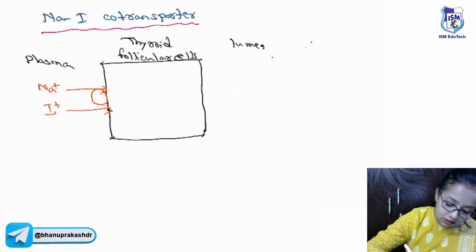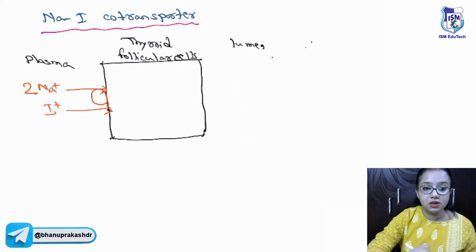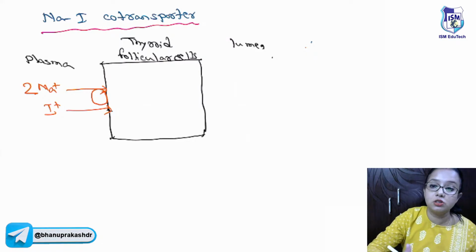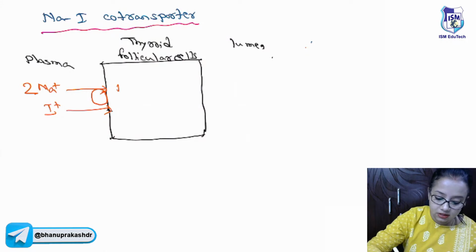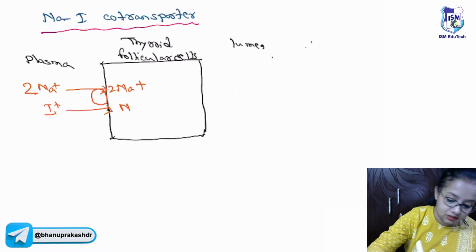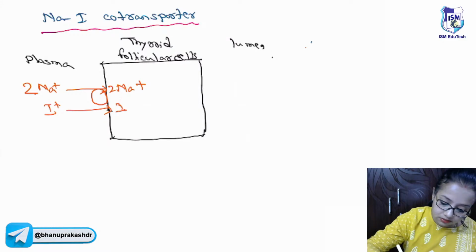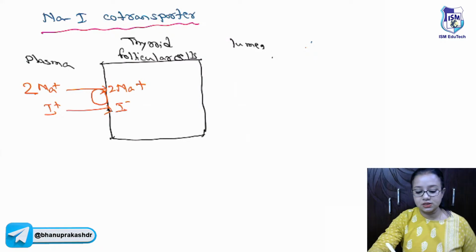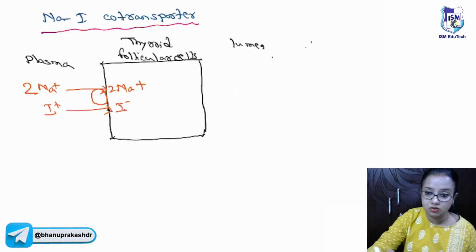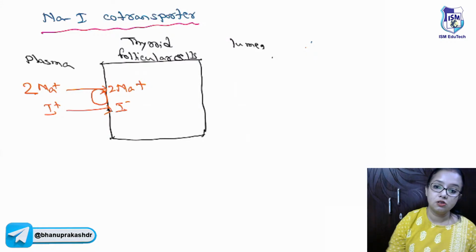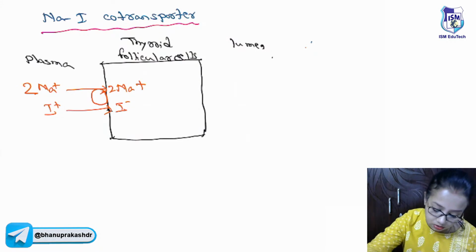Here actually two molecules of sodium are symported with one molecule of iodide inside the thyroid follicle. Okay. Now this iodide will further become iodine, and there is a whole process that will eventually help in the formation of the thyroid hormone. Okay, this is a whole process.